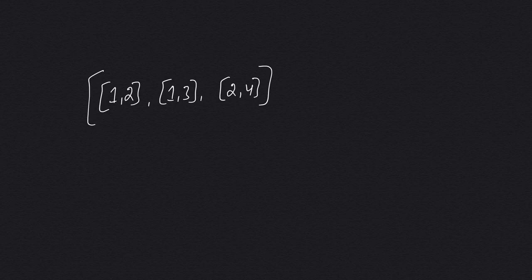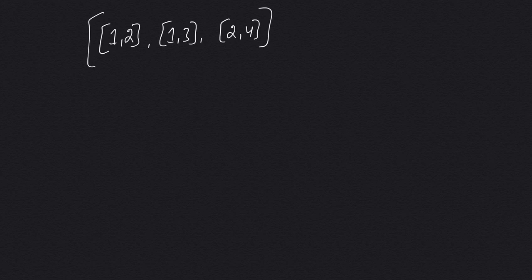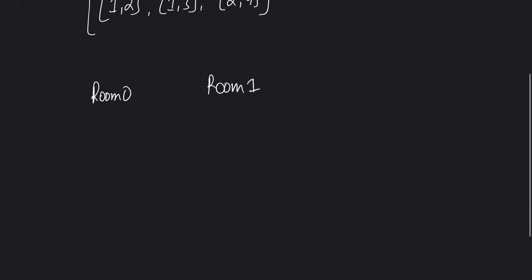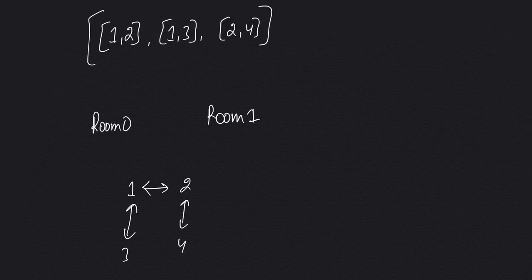And the amazing thing here is we just have two rooms. So we can say we have room 0 and room 1. And if we see, 1 does not like 2, 1 does not like 3. In the same way, 2 does not like 1, 3 does not like 1, and 2 does not like 4. So that means 1 and 3 cannot be in the same room, 1 and 2 cannot be in the same room, and 2 and 4 cannot be in the same room.